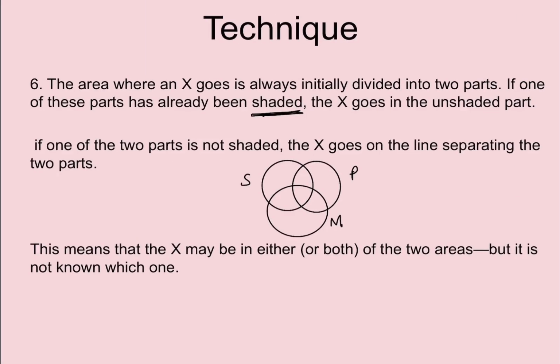Now let's see if one of the two parts is not shaded, the X goes on the line separating the two parts. Now let's say some S is P. So यहाँ पे if you'll see S P, it can be here, it can be here. So if you're not sure of it, तो X आप यहाँ पे लिखोगे. This is clear. Next, this means that X may be in either or both of the two areas. So it can be here, it can be here. So इसीलिए हम लोग यहाँ पे X का value put करते हैं.